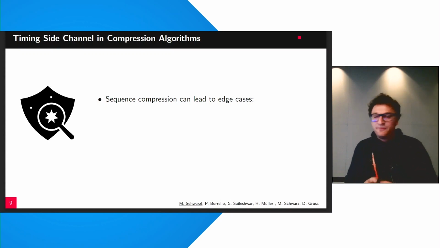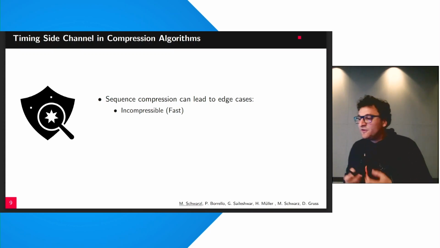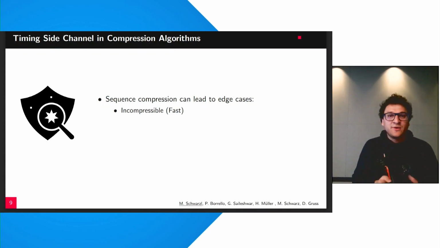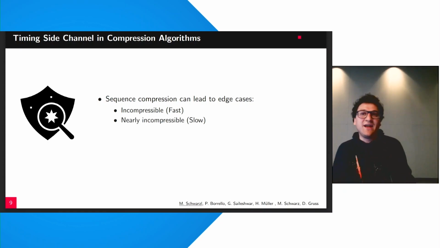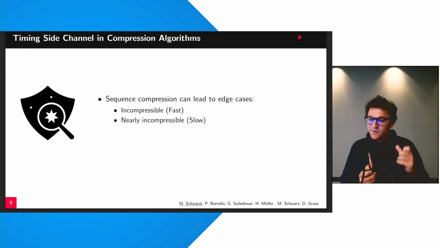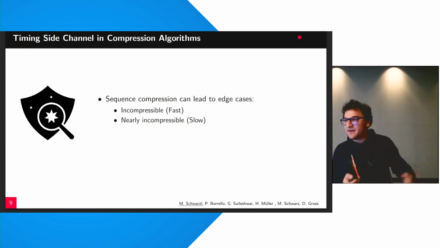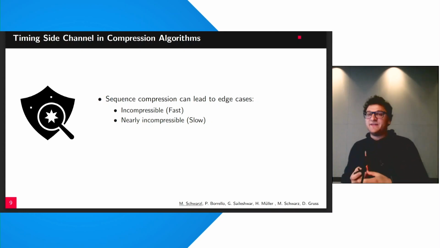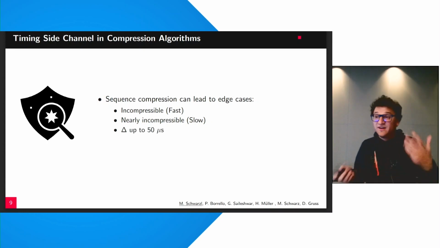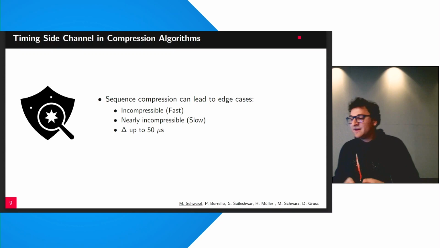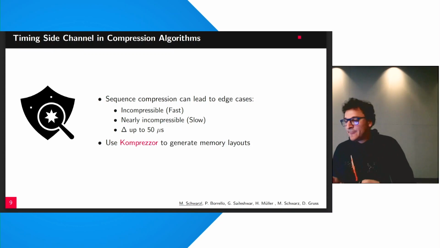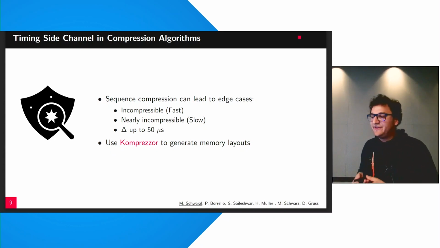So what we found by using the fuzzer, by using Compressor, was that sequence compression can lead to two edge cases. The first one is where data is incompressible, and the decompression is super fast. If it's nearly incompressible, but still has to do this Huffman decoding and LZ77 decoding in the decompression step, it is super slow. And this timing delta, for instance for the zlib library, can be up to 50 microseconds, which is a high timing difference if you're thinking about remotely attacking that across the internet.